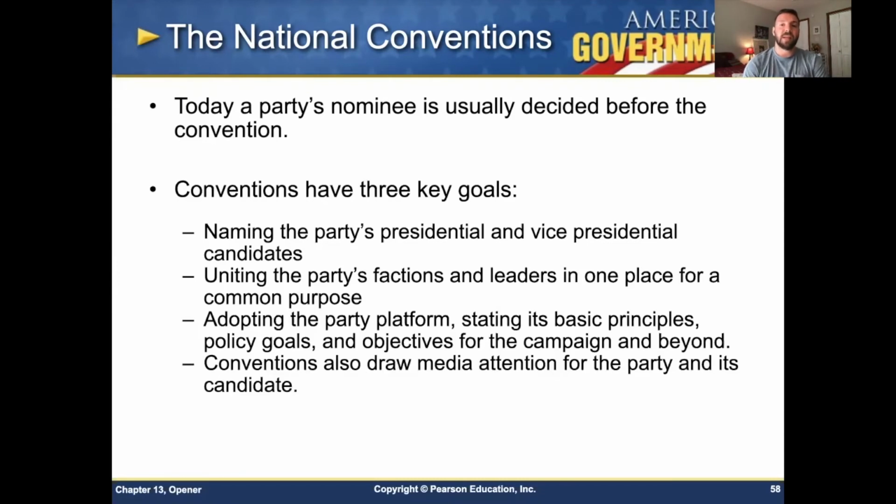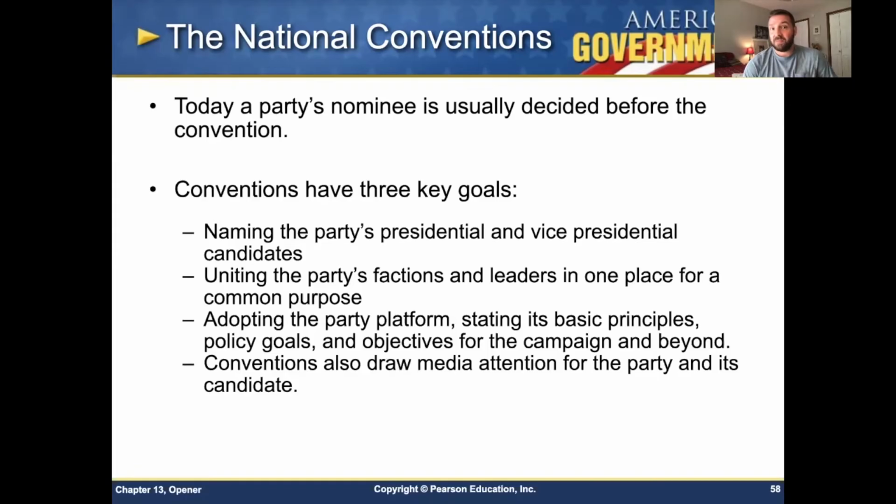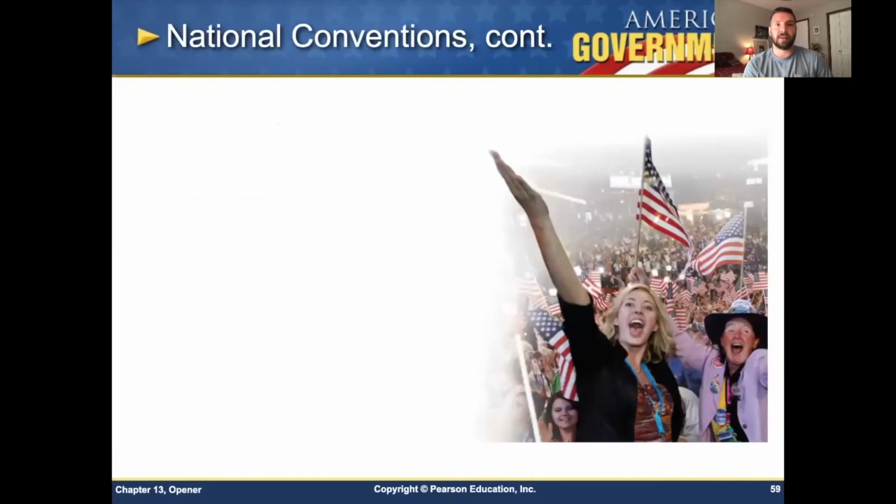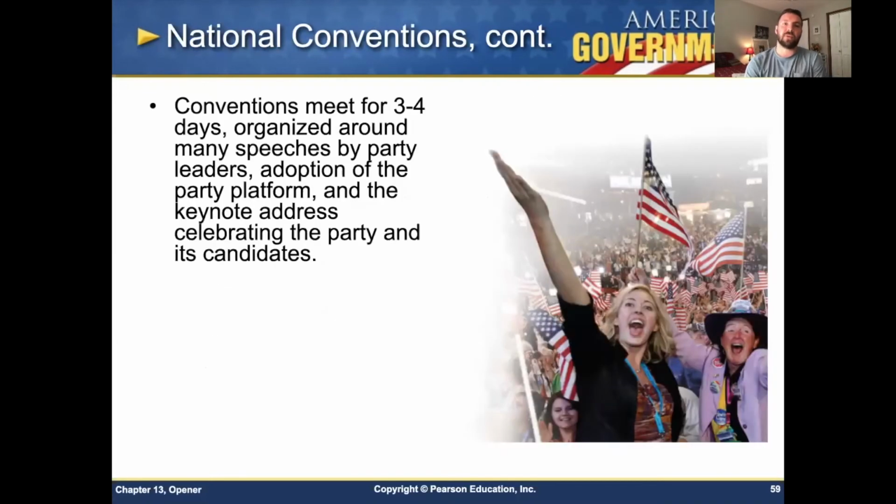Conventions also draw a lot of media attention for the party and its candidate. It's going to be really interesting this year, because if we're talking about a virtual convention, how does that actually look? If it winds up working like the NFL draft did last month, then it might actually come off pretty awesomely. If memory serves, this most recent NFL draft was the most watched draft in recent memory. So who knows? It might work. It might not work as well. Who can say? Conventions usually meet for around 3 to 4 days.